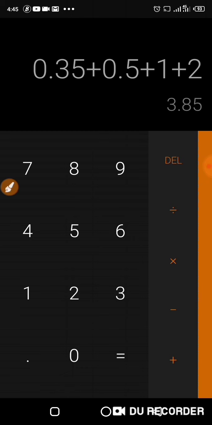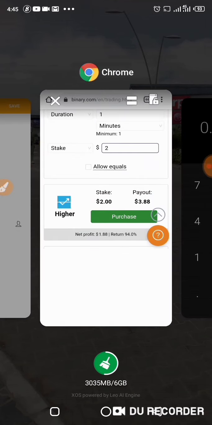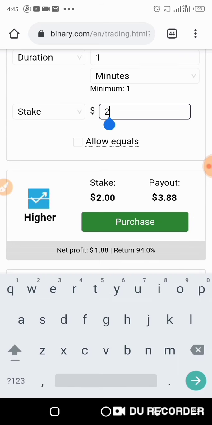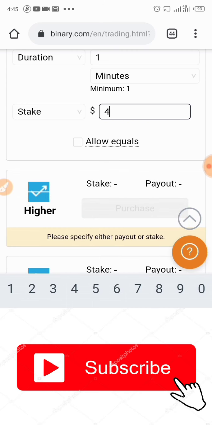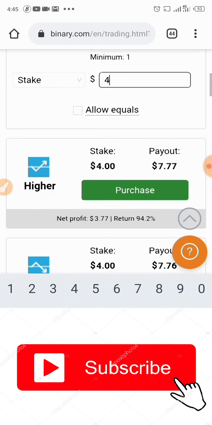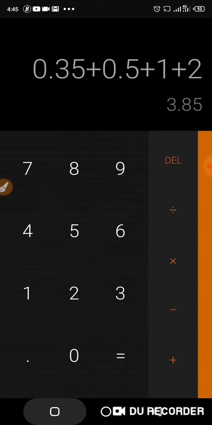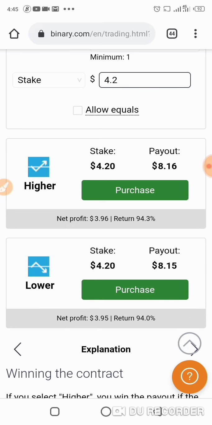So next we will be increasing our stake so that we get above 3.85. How to do that is very easy also. We'll be increasing our stake here, going with $4. The $4 is giving us 3.77. So put 4.2, and we are having 3.96, and 3.96 is bigger than 3.85. So what we do, we stake 4.2.